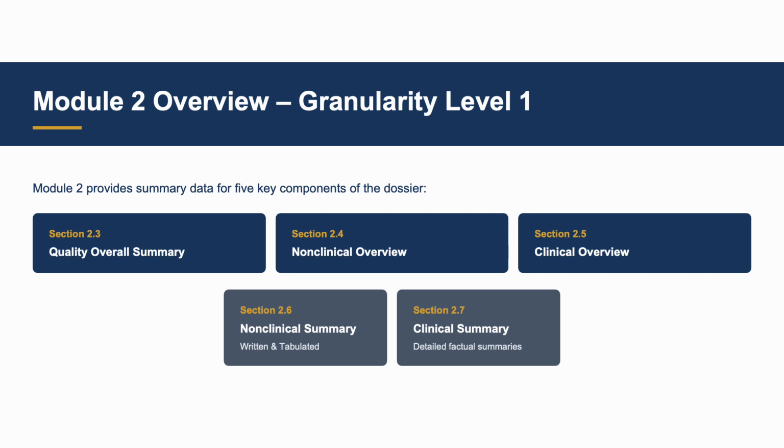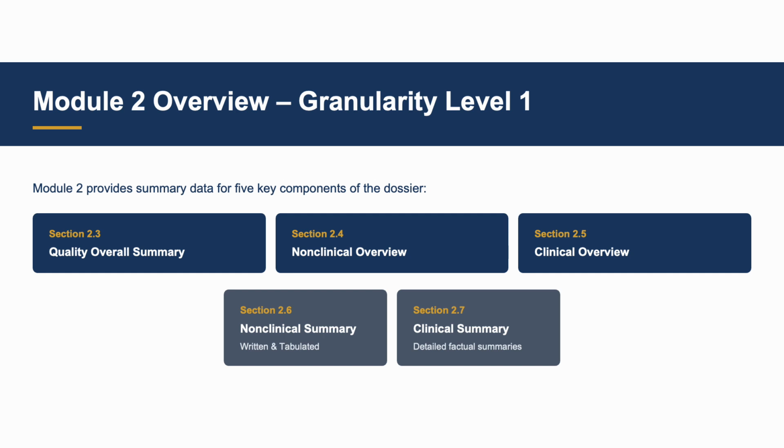Section 2.5 is the clinical overview, which provides a critical analysis of the clinical data from Module 5. This section interprets the clinical findings, discusses the benefit-risk profile, and places your product in the context of existing therapies for the target indication. Section 2.6 contains the non-clinical written and tabulated summaries.